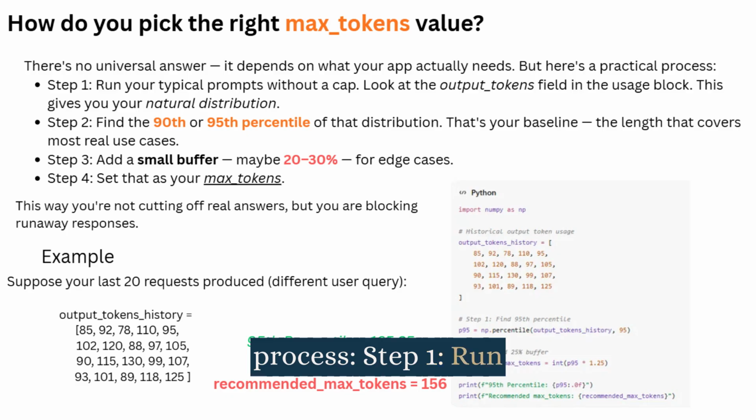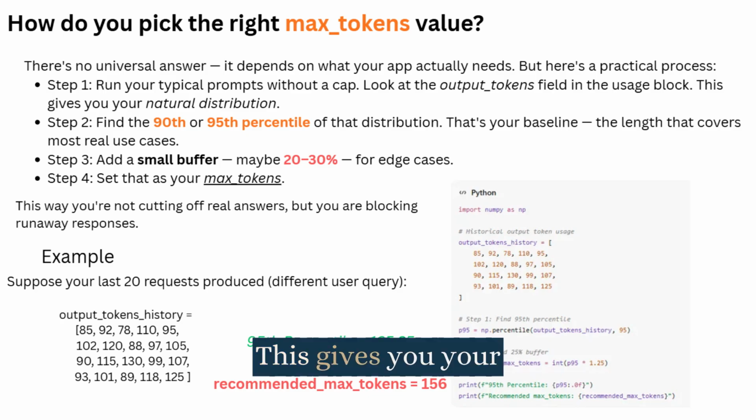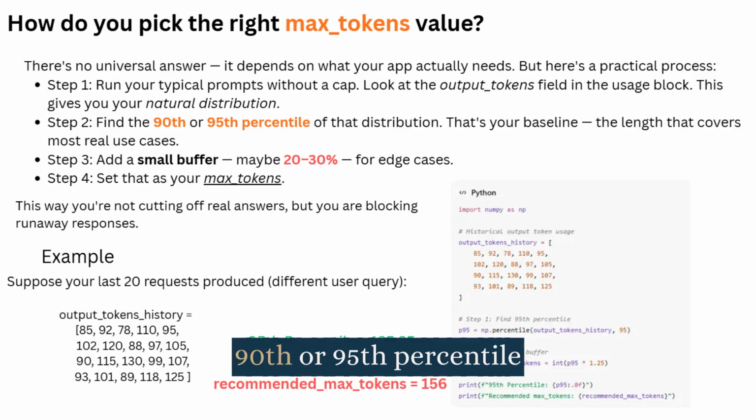Step 1. Run your typical prompts without a cap. Look at the output tokens field in the usage block. This gives you your natural distribution. Step 2. Find the 90th or 95th percentile of that distribution. That's your baseline, a length that covers most real use cases.